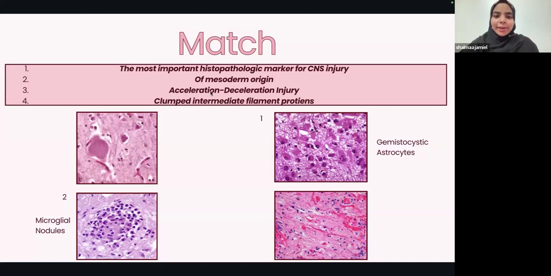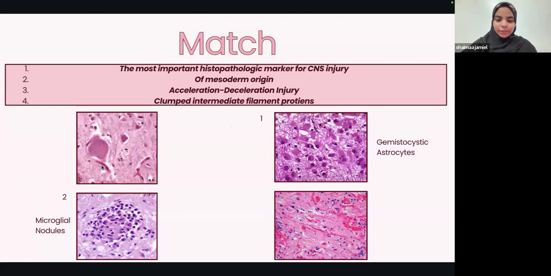Which one is caused by acceleration deceleration injury? What do you see in here? No, okay, so this is not the cell body. What is caused by acceleration deceleration injury? What's the issue?